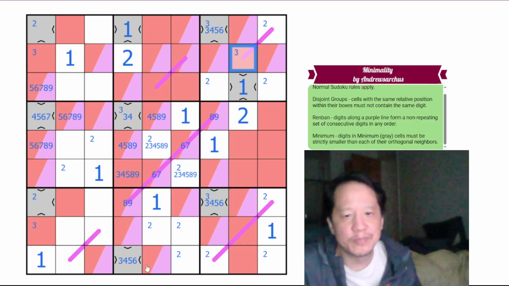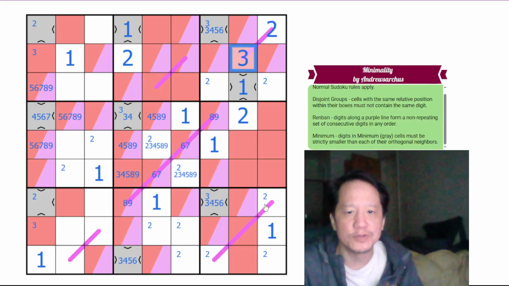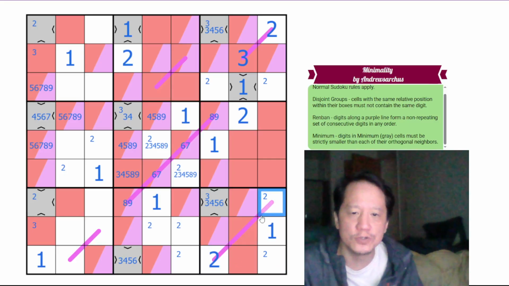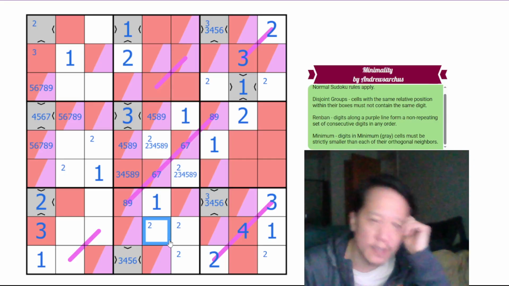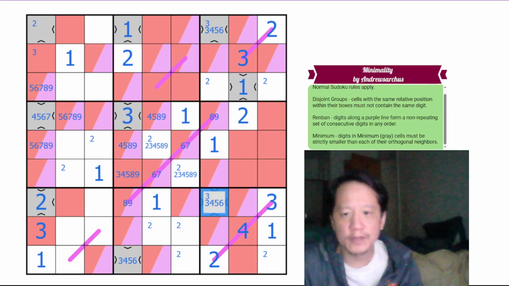Okay, what happens if we have a 2 here? If we have 2 here, that forces this to be 3. This can't be 2, so this is 2. This is 3, 4 as a renban, so that's 4 and 3. Neither of these are 3, therefore this must be 3 there. This can't be 2, so this is 2 there. That's 3. That seems okay, right? Not 3 or 4.